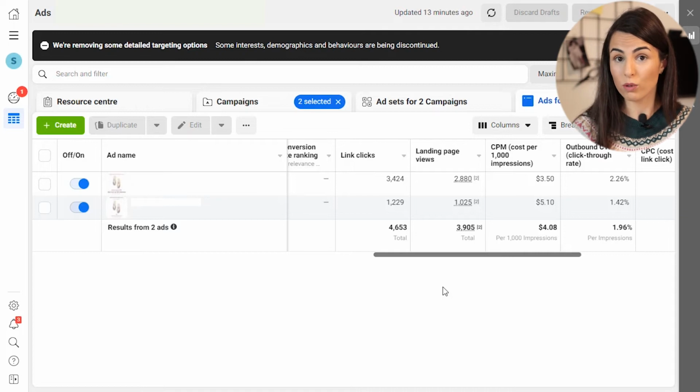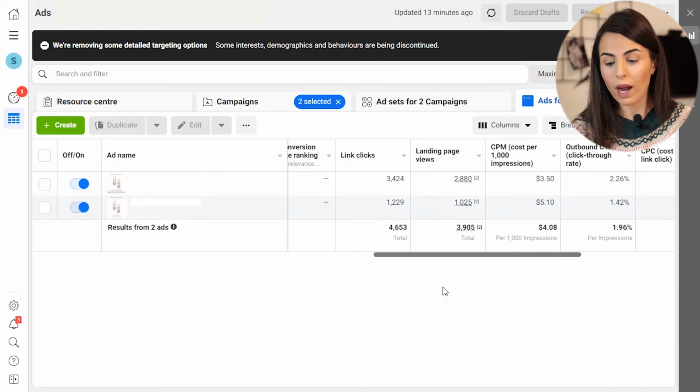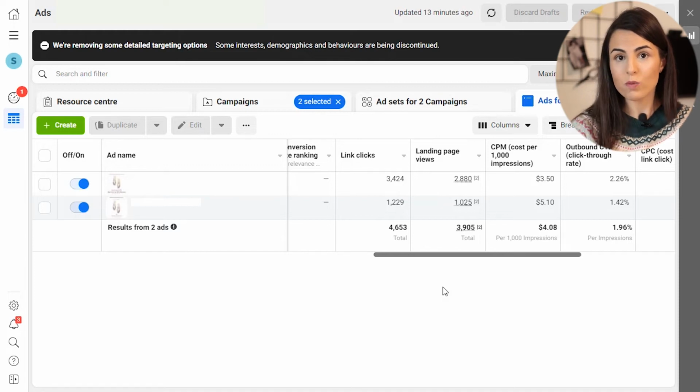So I want to repeat this one more time. If my landing page views is way lower than my link clicks, this means that I have a problem with my landing page. Maybe it's not loading, maybe the link is broken. So analyze these two numbers together in order to understand what's happening in this step, and why people are dropping while they are moving from the ads to your landing page.